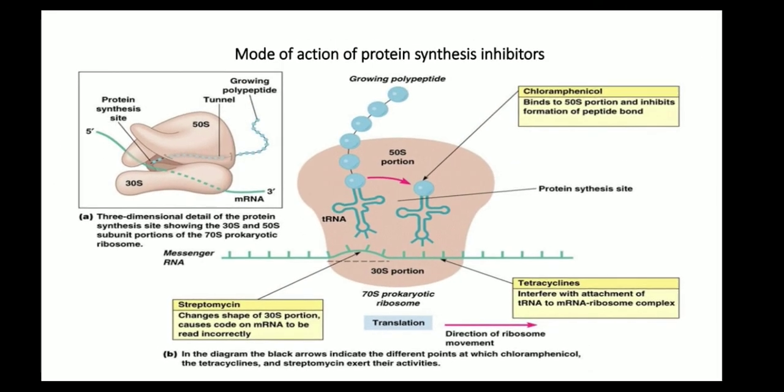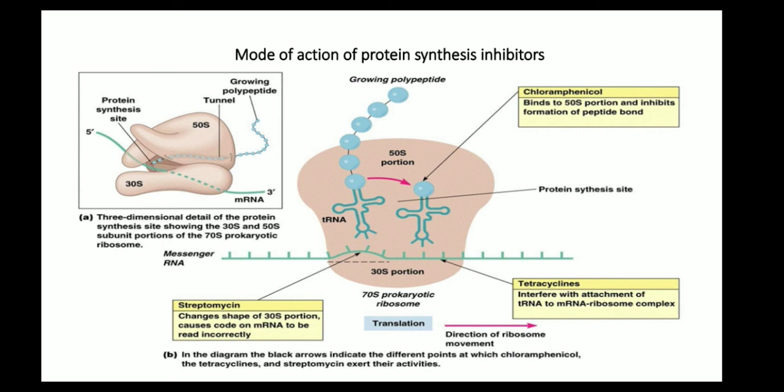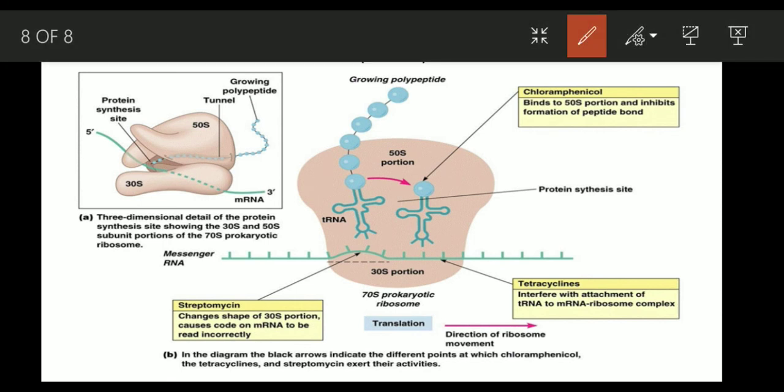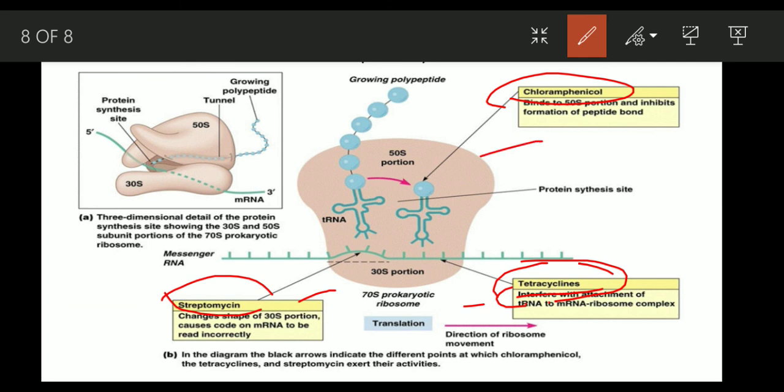So these are three different drugs: streptomycin, chloramphenicol, tetracycline, which affect different parts of the translation process and inhibit protein synthesis.